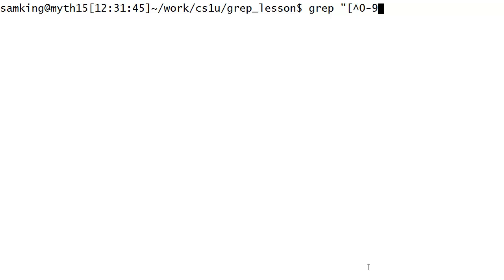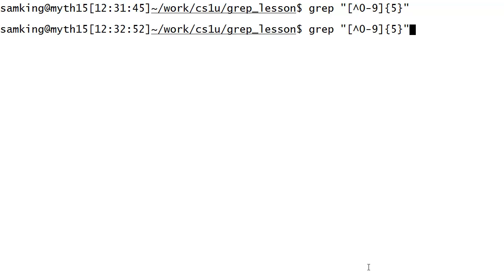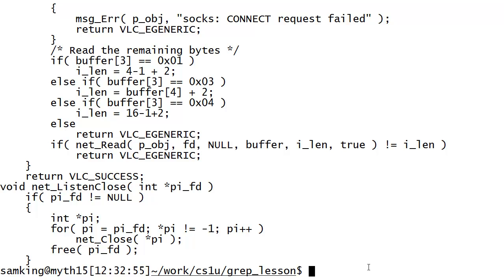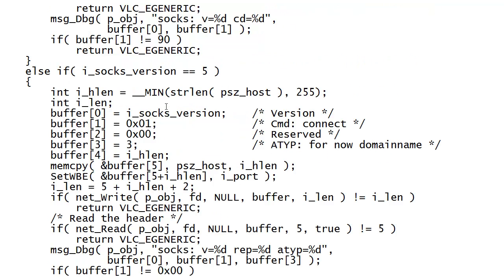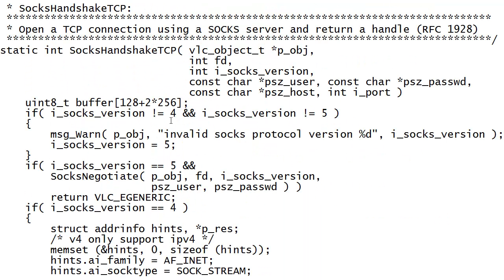So if I say caret 0 through 9, and then repeat that 5 times, then that will match any line that has 5 characters in a row that are not numbers. And again, you remember to specify the file that you're searching over. So you can see it still has lines that have a bunch of numbers on them, but there isn't anything that doesn't have a long string of characters that isn't numbers.